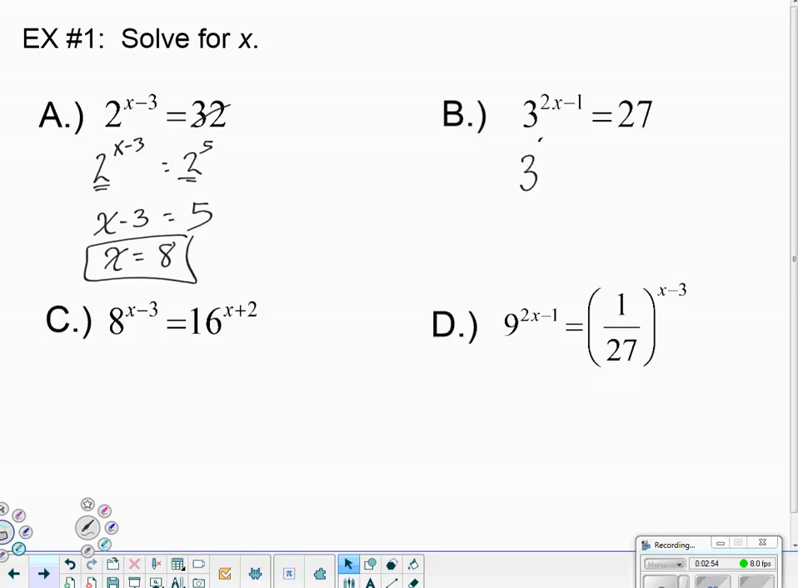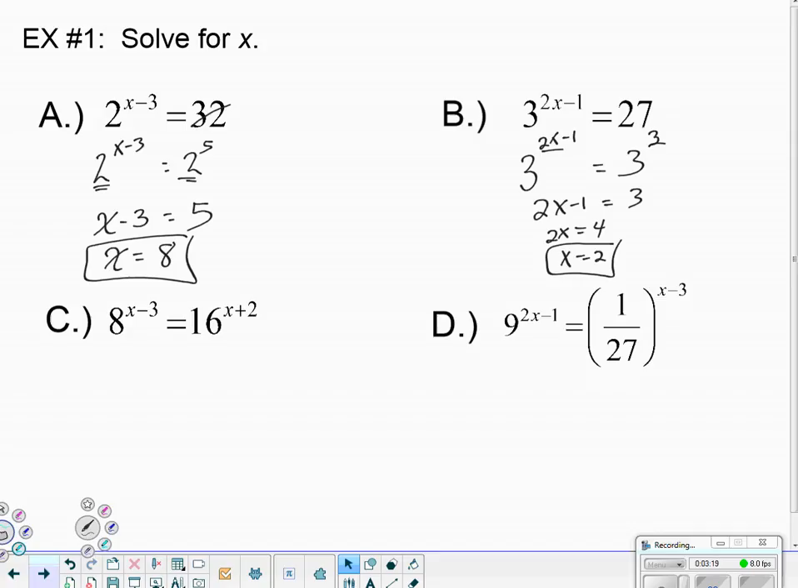27, do you know what it is? Well, it is a power with a base 3, 3 to the 3rd. We could extract our exponents and say, well, if the bases are the same and we have an equality statement, then the exponents had to have been the same. 2x equals 4, x would be 2.